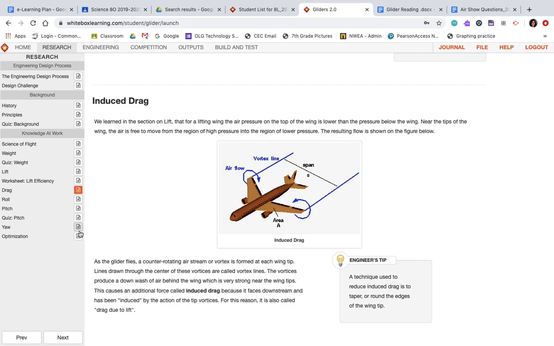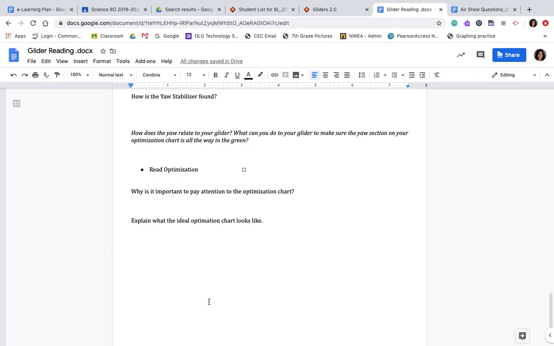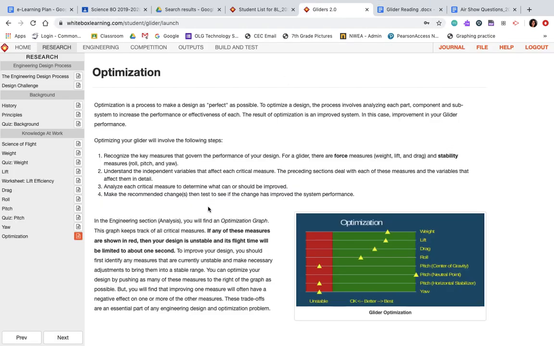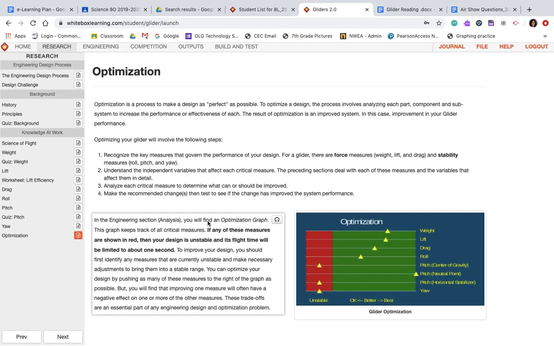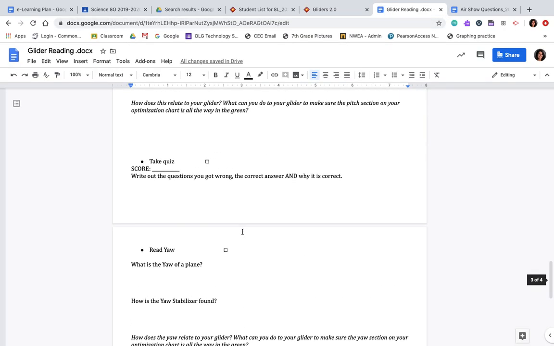As you work your way down, when you get to the optimization chart, the questions you are answering are why it's important to pay attention to it and explaining what the ideal optimization chart looks like. This is going to tell you what the optimization chart is, and then remember what we talked about, where you want the triangles for your glider.